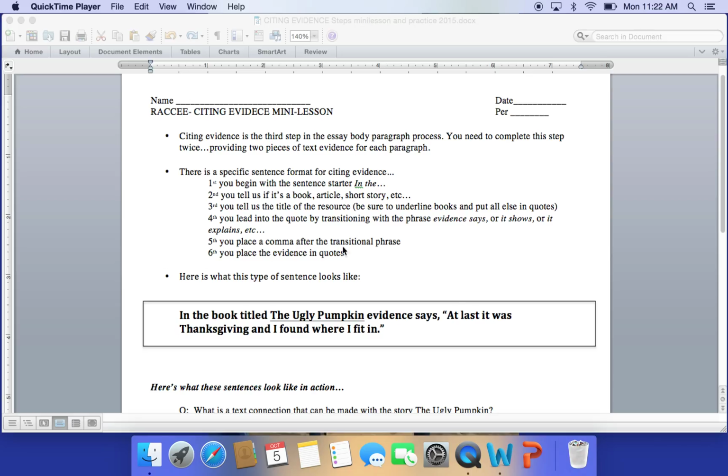The 5th step is to place a comma after your transitional phrase, whichever one you choose. And then the 6th final step of putting this particular sentence together is to actually quote your evidence. What does it say in the book that supports your answer? What sentence do you want to use that helps show the reader that your answer has some validity to it? And that's what citing evidence is all about, using the resource to back you up.